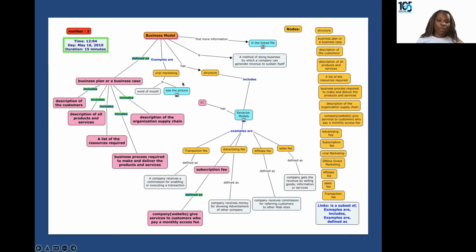So the revenue models, you can see all the options here and how that connects to the larger business model and your markets, right? So how you make money, who you're selling to, the business plan or a business case, all the things that we've been working on, the customer description, the product description, etc. Like I said, this is more for example purposes.